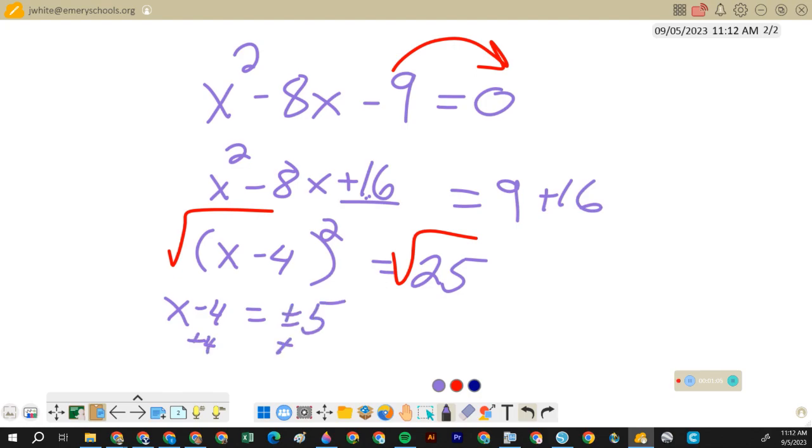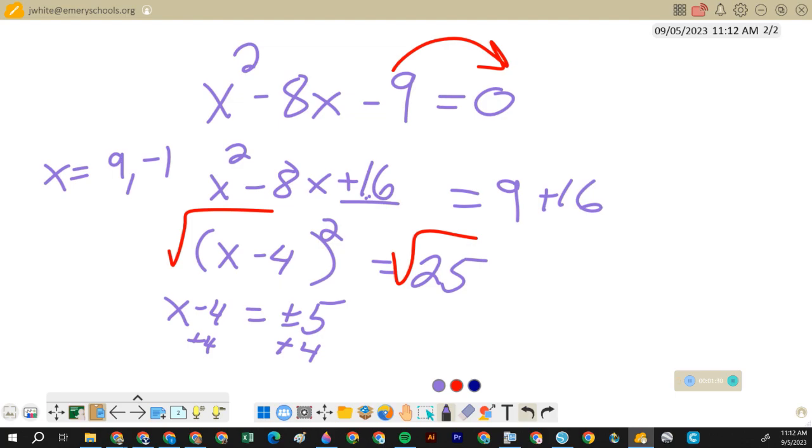Add the 4. So x equals 5 plus 4 is 9. Negative 5 plus 4 is negative 1. Those are my roots. Now, I could have factored this, and it would have worked. But sometimes you run into a polynomial that's not factorable, which means that the roots are either imaginary or they're irrational.